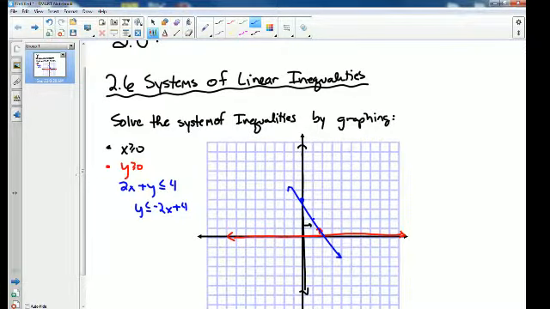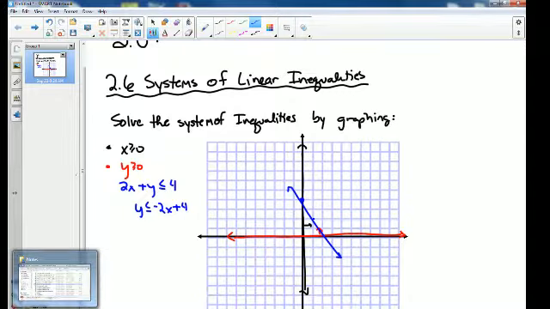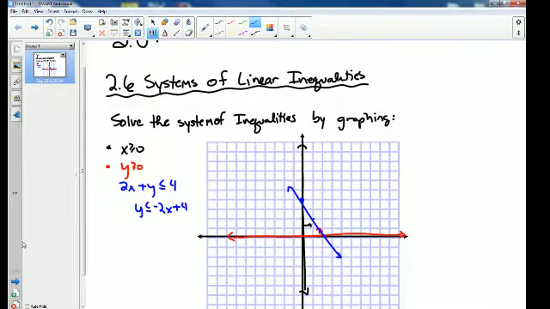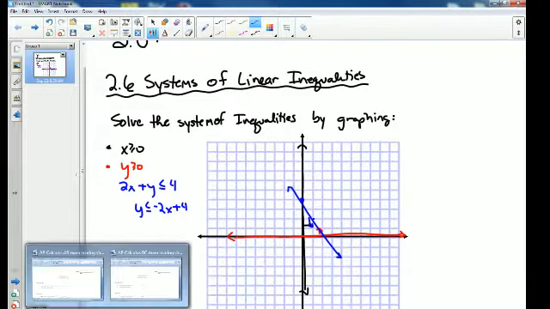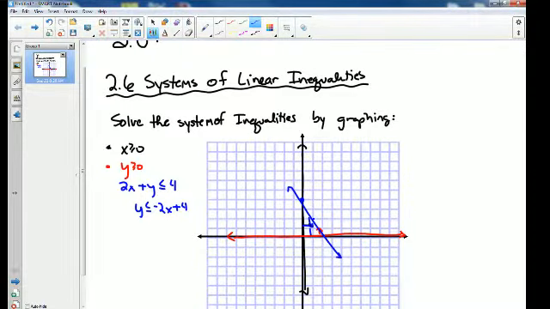And where's my shading? Down or up? Down. Okay, you see where I shade now? All the arrows come together in the middle here. Not always going to happen that way, so be careful. The red shaded up, black in, blue down. This is our shaded region.